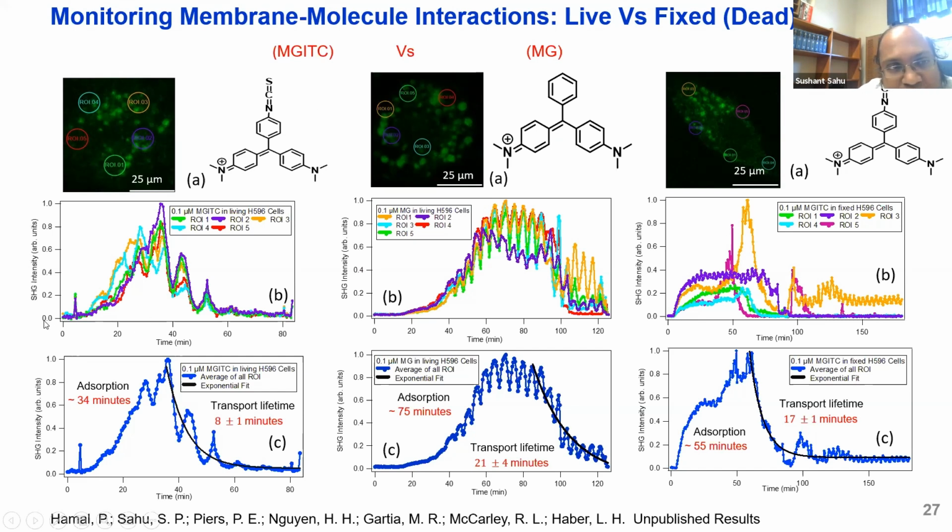And you can see that from this image here, we basically see again similar behavior, and the adsorption time was much lower for MgITC versus Mg, where Mg requires around 75 minutes, nearly more than double, okay, with respect to MgITC. And also, we not only did live cells, but also we looked at the fixed cells. So what we found using this MgITC, where we use the same dyes, is that in fixed cells or dead cells, the adsorption and transport is much longer.